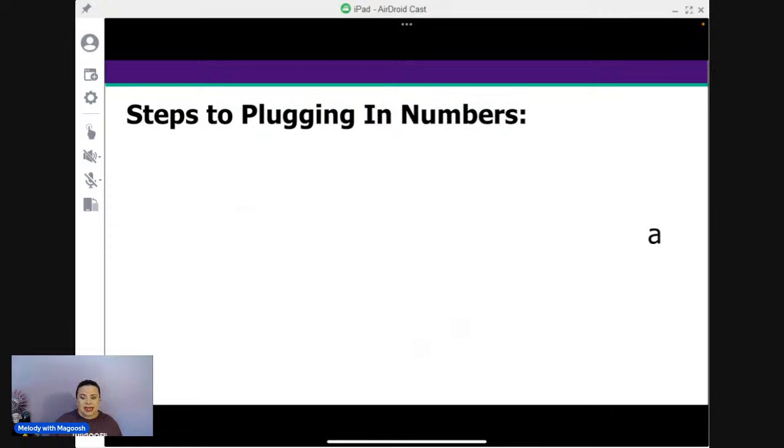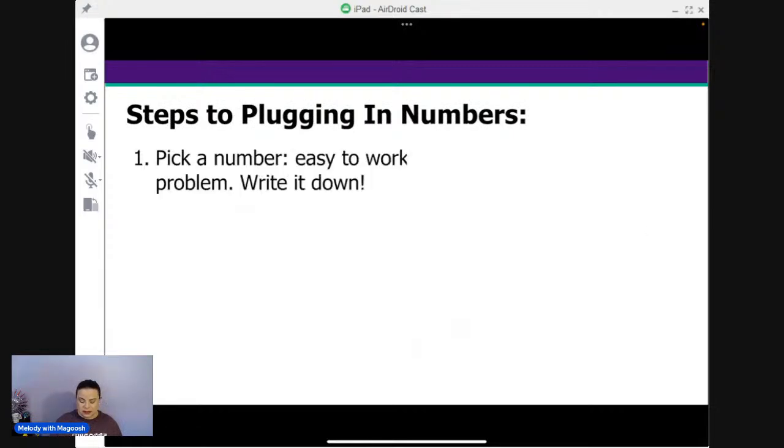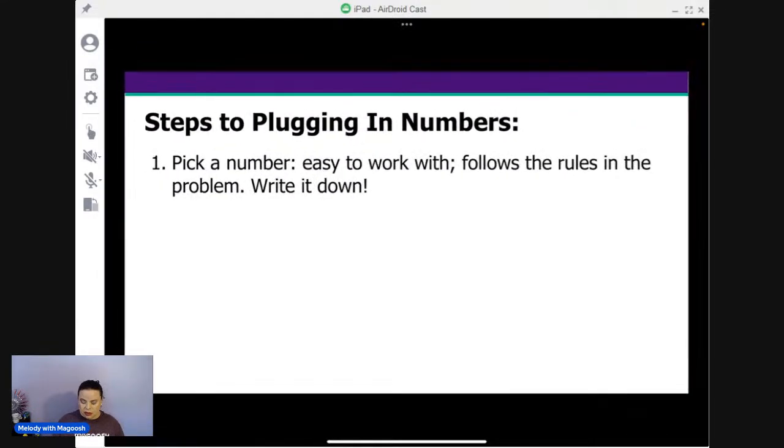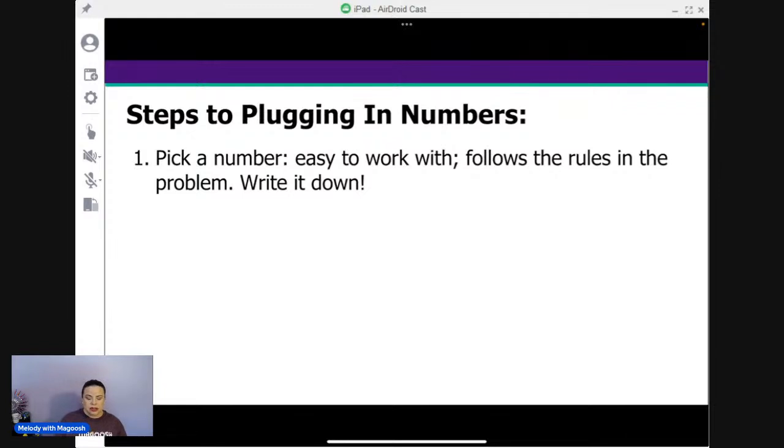Here are the basic steps that we're going to need to follow. Number one, you have to pick a number. And I'm so sorry, but something's going on in my screencast here. I'm going to read you what this is supposed to say. Pick a number that's easy to work with and follows the rules in the problem.